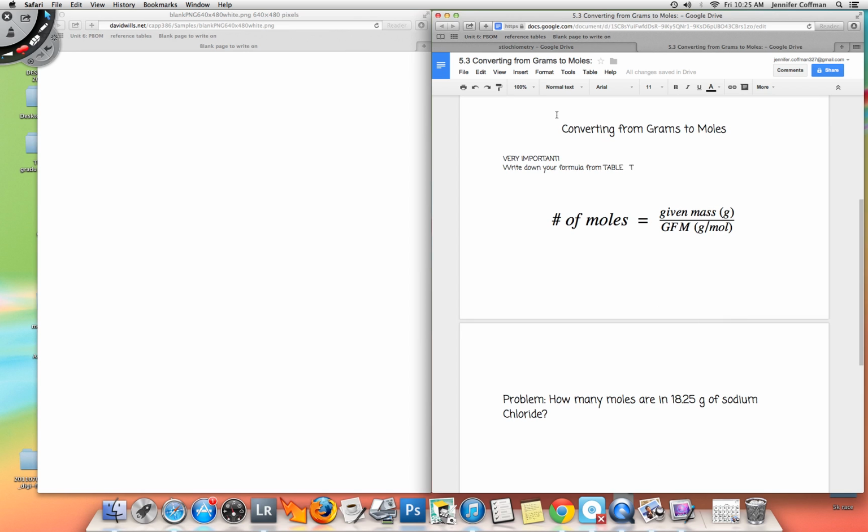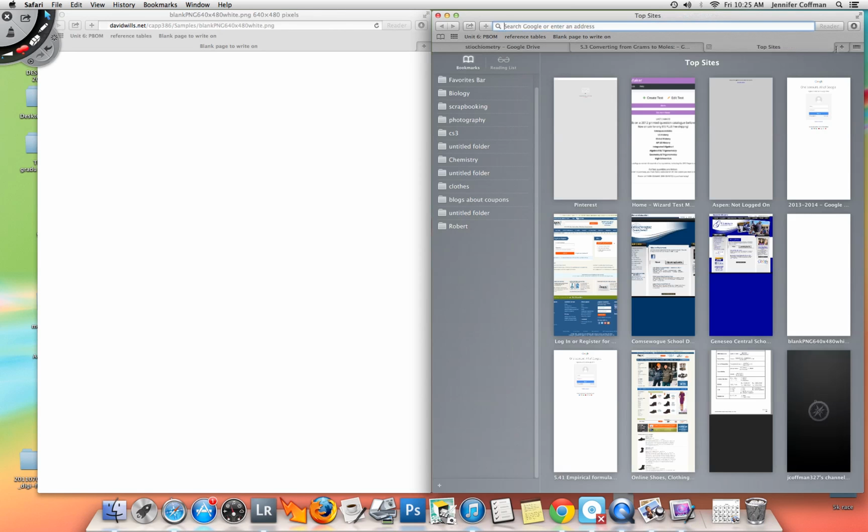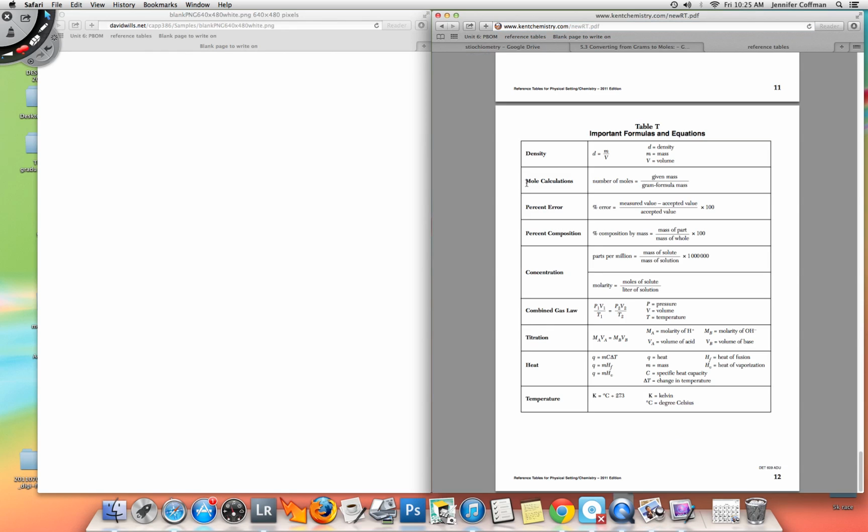Alright, we are going to convert from grams to moles using a formula that's given to us on reference table T. Let me bring up the reference tables here just to show you where you can find it. Here, second one down, mole calculations, and they give you the formula for converting between grams and moles.